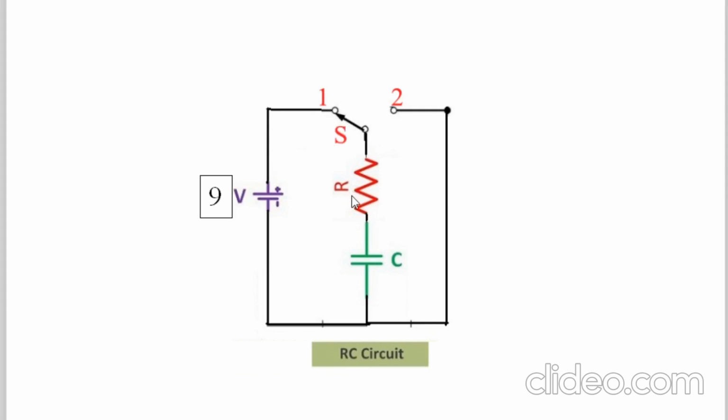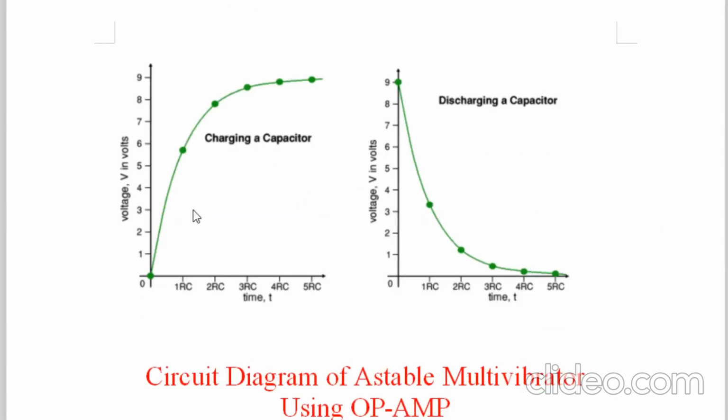So the potential difference across resistor R equals 9 volt minus 0 volt, which is 9 volt. So at time t equal to 0, the maximum potential difference is there, therefore a large amount of current starts flowing. But as time increases, let us see here. This is the charging of the capacitor. On the y-axis there is the voltage across the capacitor, and on this axis there is time. The time is given in 1 RC, 2 RC, 3 RC, 4 RC, where R and C are the values of the resistor and capacitor.